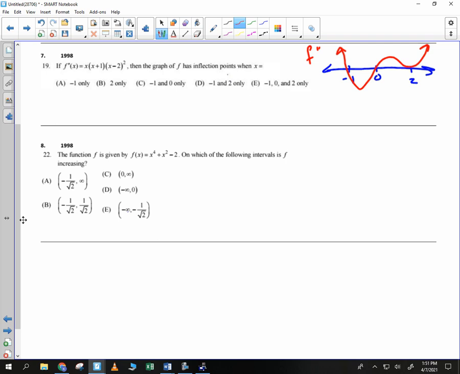When does it change sign? Does it change sign at 2? No. Does it change sign at 0? How about 1? Negative 1. So negative 1 and 0 are where the second derivative changed sign. Negative 1 and 0.